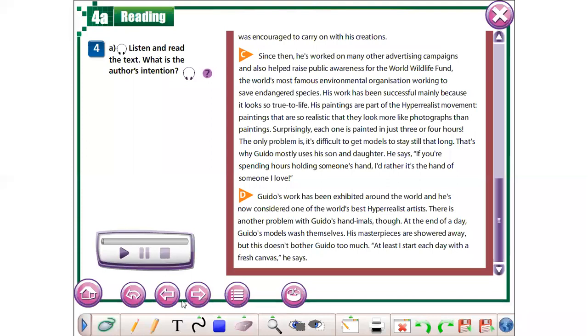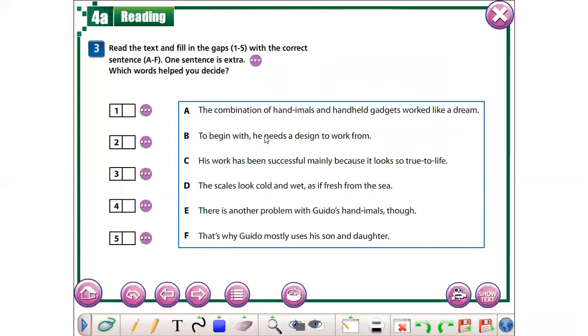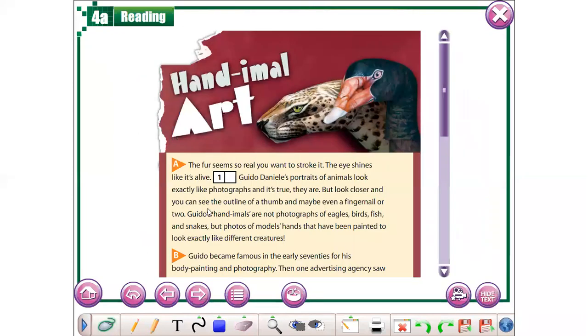Okay, guys, so let's check your answers. Let's start with number 1. Number 1 says, and let's see, we have: the first seems so real. You want to stroke it. The eyes shine like it's alive.